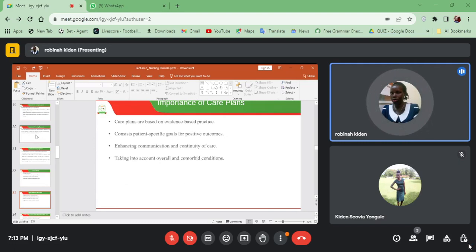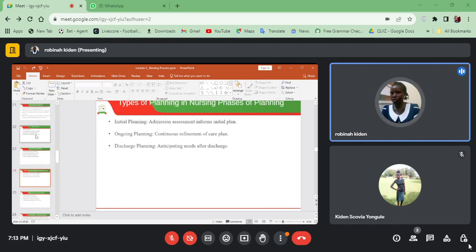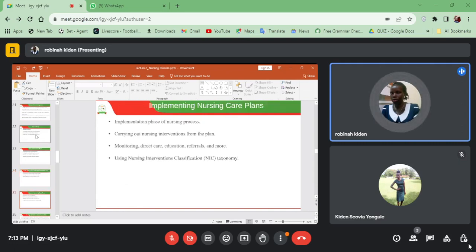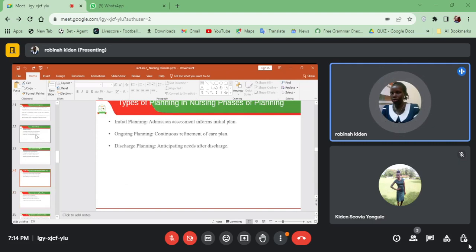So, types of planning, nursing phases of planning: we have the initial, the ongoing, and the discharge planning. So the initial planning involves the plan that you make when the patient is admitted, or at admission. Then we have the ongoing, which is the continuous planning that you make in the course of the care. Then the discharge is made when the patient is about to be discharged.